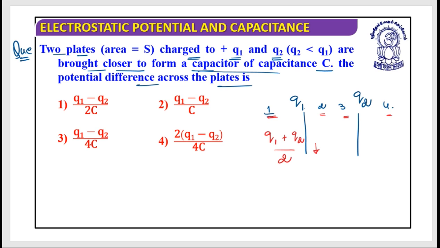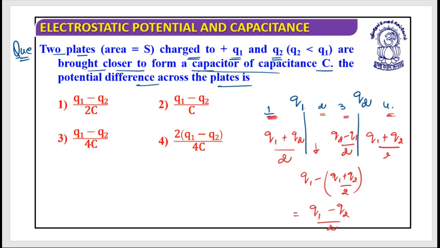Here the charge will be Q1 minus (Q1 plus Q2) by 2. If I do this, it's 2Q1 minus Q1, so this equals (Q1 minus Q2) divided by 2. And here it is the negative of that, so it is (Q2 minus Q1) divided by 2. The charge on the first side and the charge on the fourth side would be the same, (Q1 plus Q2) by 2.